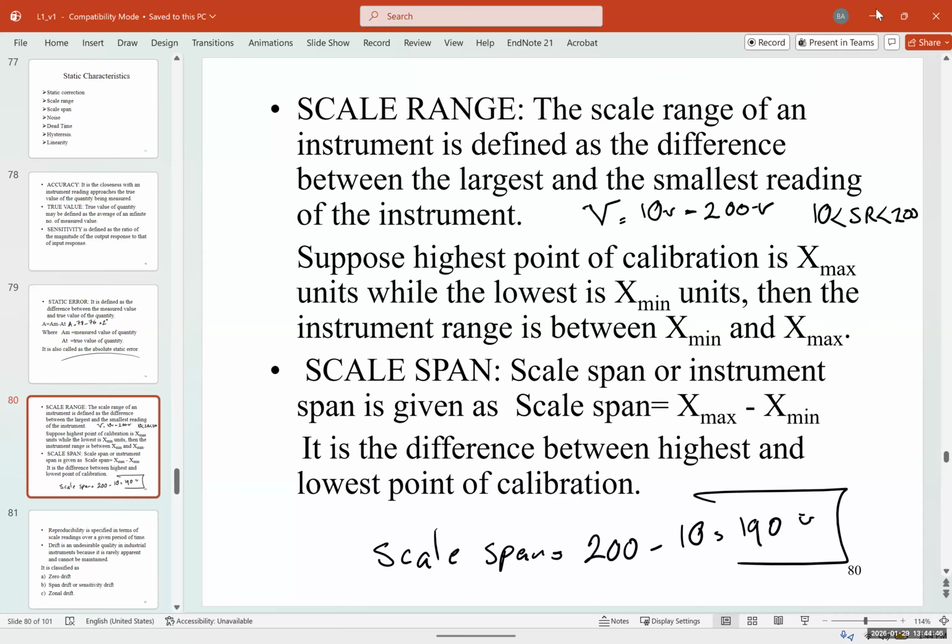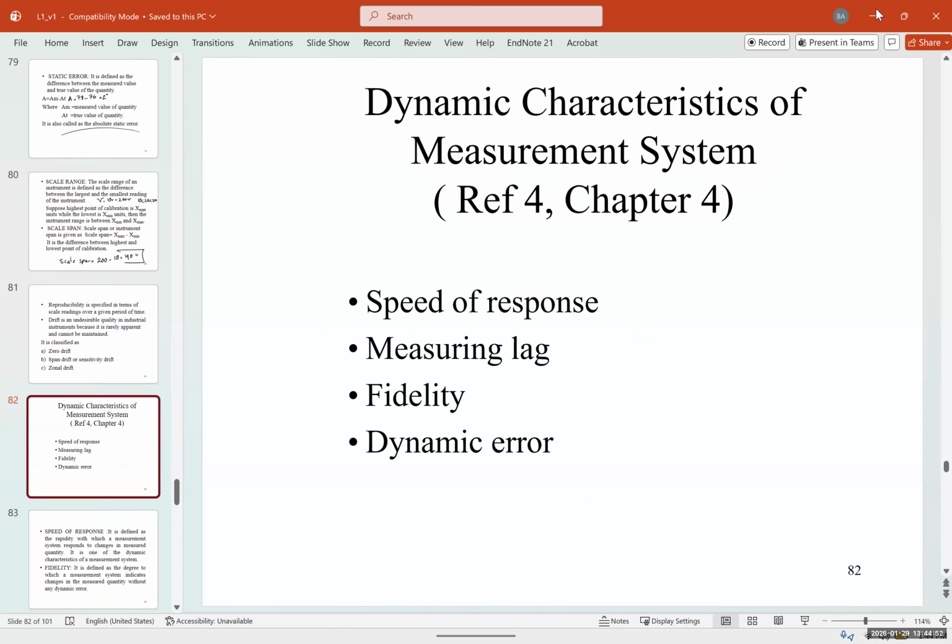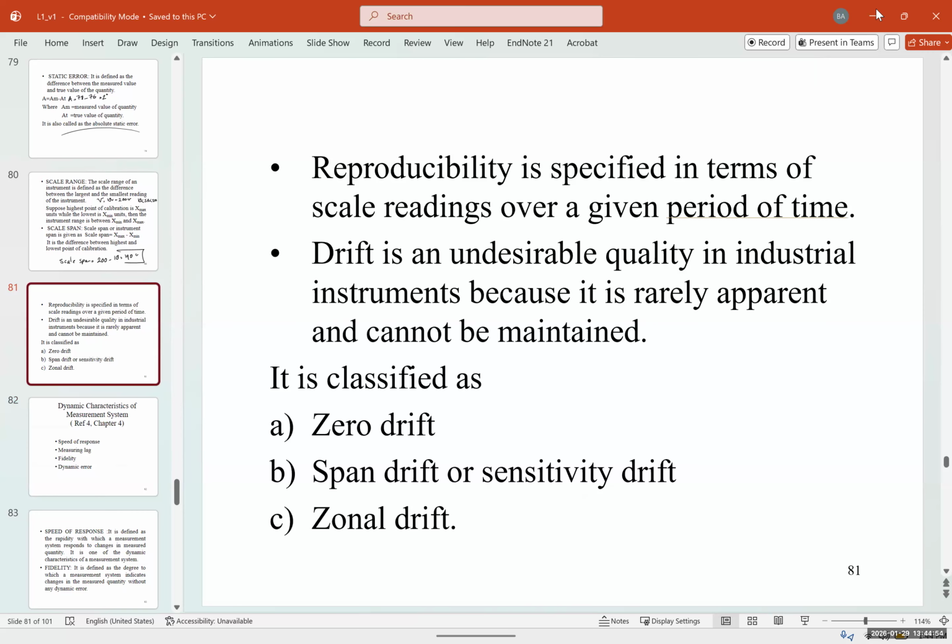Now, another characteristic is going to be reproducibility, which is specified in terms of scale readings over a given period of time. We want our measurement device to be able to reproduce the results day in and day out. Meaning if I measure the voltage of the outlet in this room, and it shows me 120 volts, if I measure it in the afternoon, it should show me 120. If it's in the morning, in the winter, summer, it must be the same.